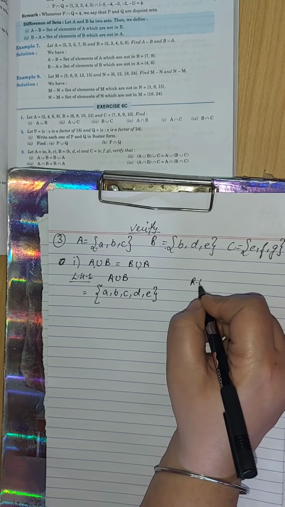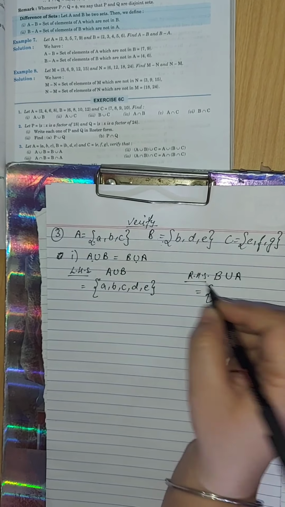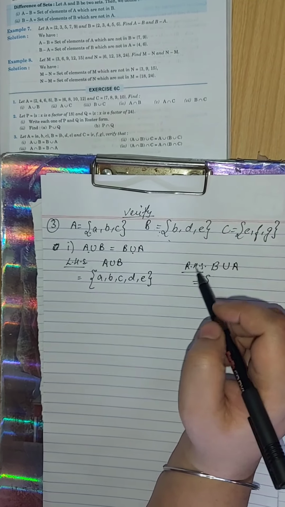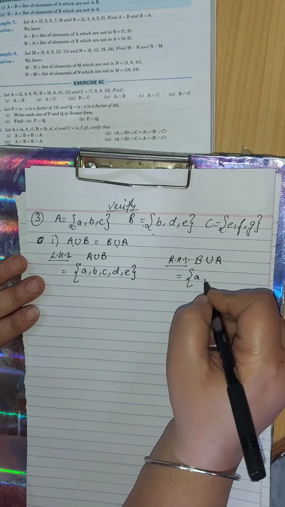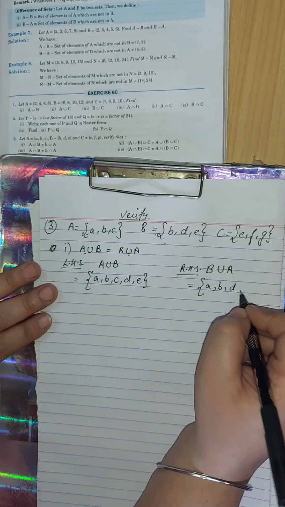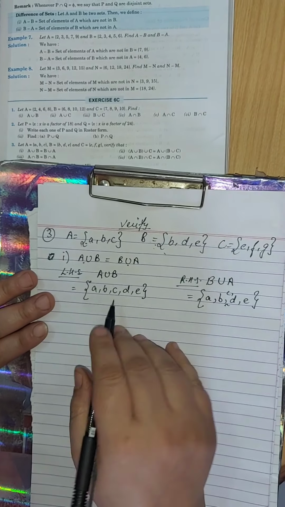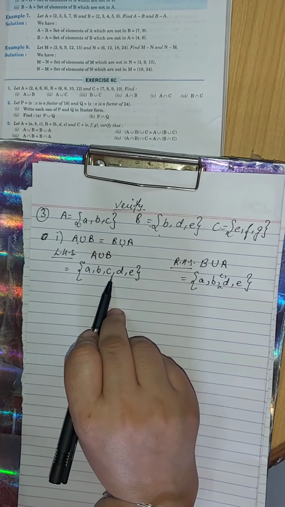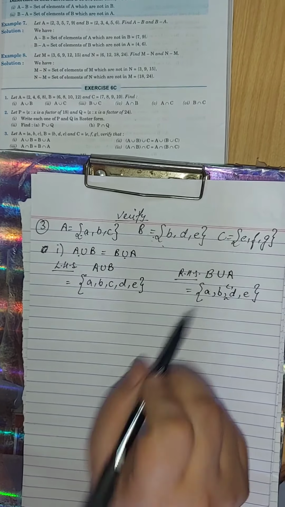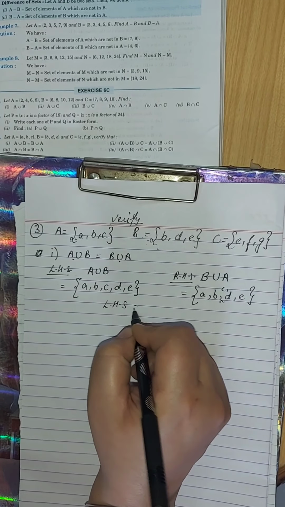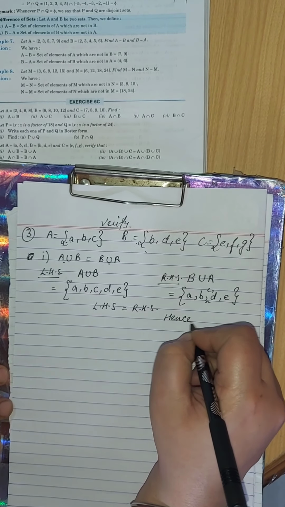Now, we will move forward with right hand side. B union A. So, what are the elements? B और A को आपने combine करना है. तो same वही चीज आएगी. B, D, E. तो सबसे पहले तो आपने alphabetically लिखना है: A, B, C, D, E. So when we observe, we have seen that both these left hand side and right hand side elements are same. So you will write: left hand side is equal to right hand side. Therefore, hence proved.